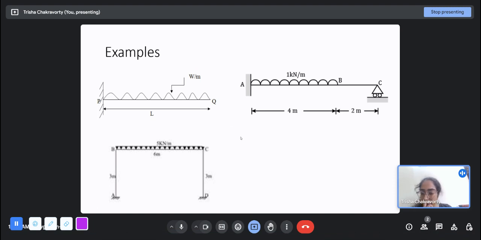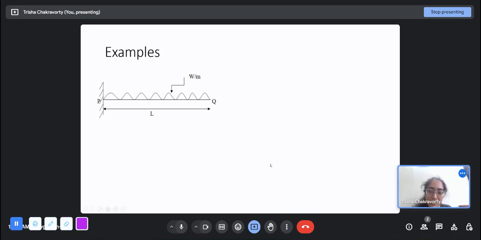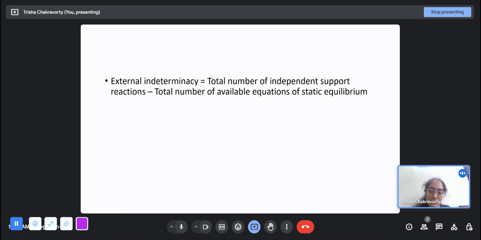This is an indeterminate frame. This is another indeterminate frame, and let's look at this. External indeterminacy is the total number of independent support reactions minus the total number of available equations of static equilibrium. Now this total number of available equations of static equilibrium is a constant. In a 2D plane it is 3, and in 3D it is 6.